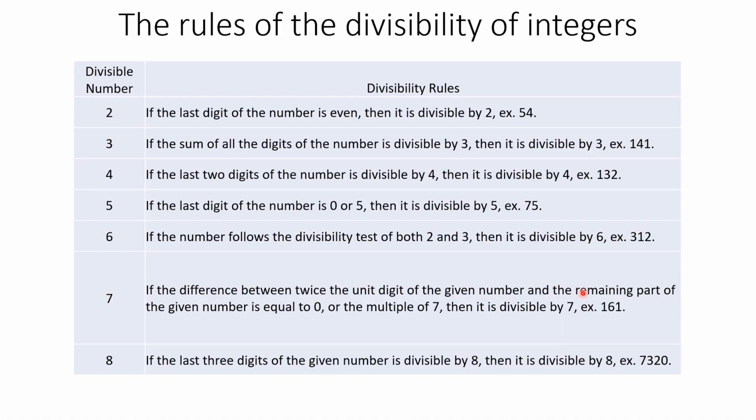For 8, the last three digits of the given number is divisible by 8. So for example, 7,320. We know 320 is divisible by 8, so 7,320 also is.